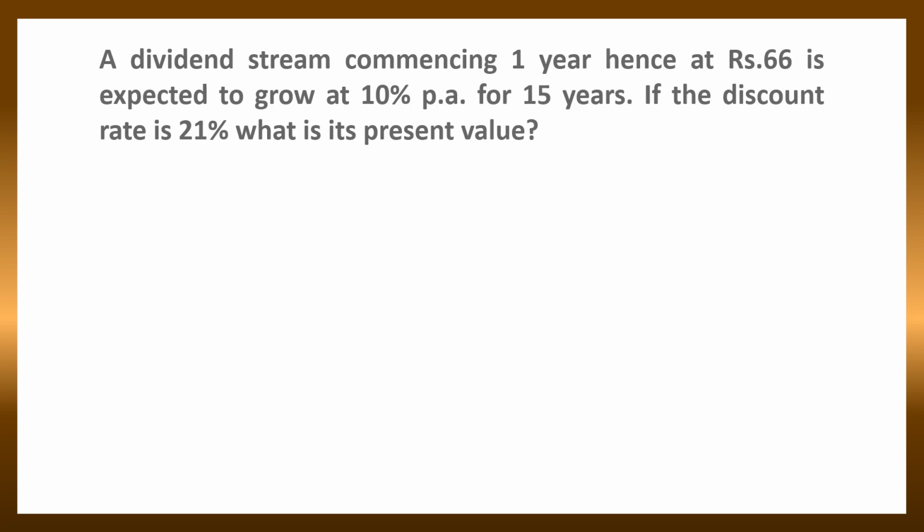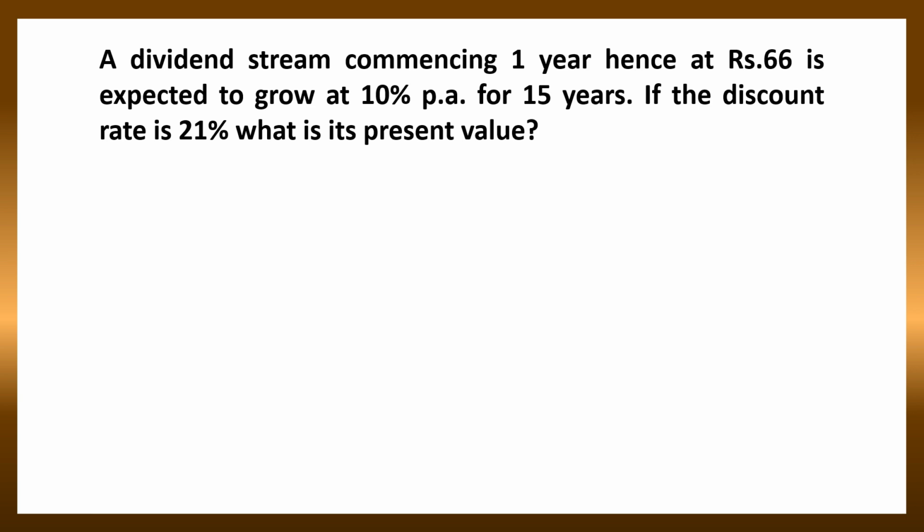Let us take an example. A dividend stream commencing 1 year hence at 66 rupees is expected to grow at 10% per annum for 15 years. If the discount rate is 21%, what is its present value? So it is given that a dividend stream is going to begin, that is, a cash flow is going to begin after 1 year, and the first cash flow is 66 rupees. After that, it is going to grow at 10% per annum for the next 15 years.